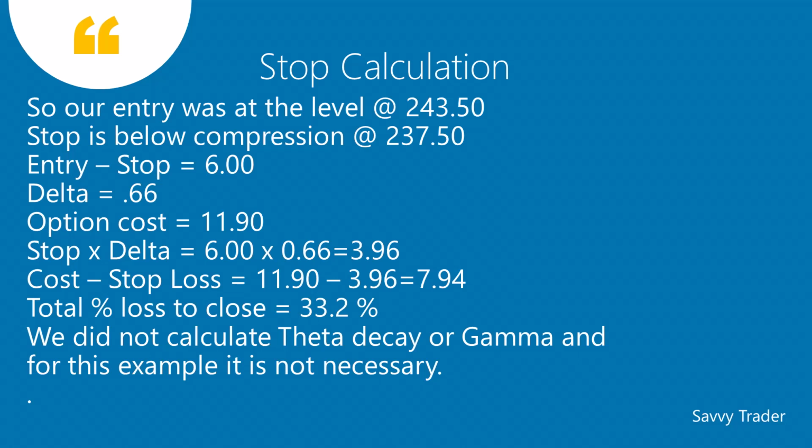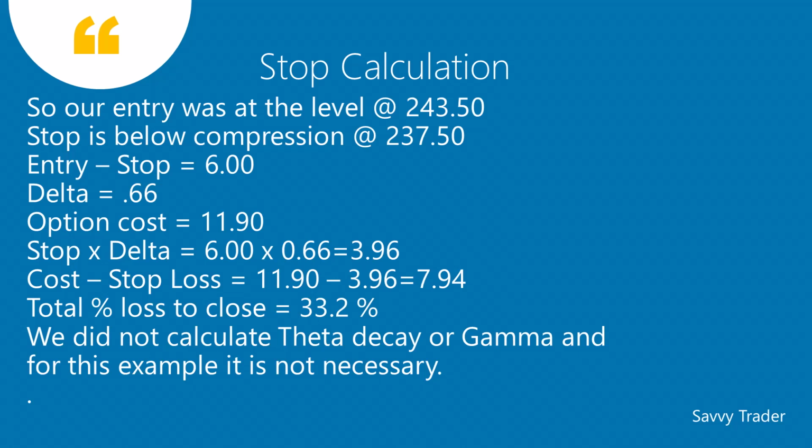We take the stop and multiply it by the delta, which is $6 multiplied by 0.66, our delta, which gives us $3.96. Take the cost of the option contract minus the stop loss. $11.90 was the cost. $3.96 was the stop loss, which gives us a total of $7.94. Now this is the estimated worth of the option contract if it broke the lower end of compression and the 8 EMA. That would be about a 33% loss.